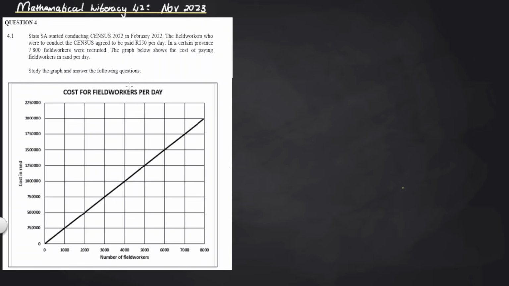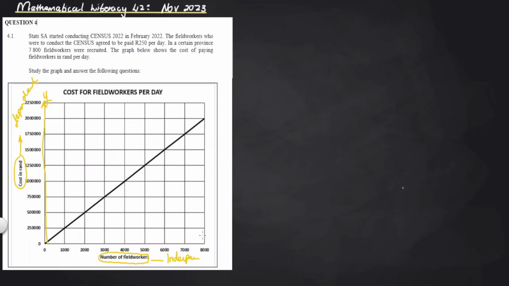All right, let's analyze the graph before going to answer our questions. Here, this is the y-axis of the graph. We have cost in Rand. And on the x-axis, we have the number of field workers. You should know this: the y-axis represents the dependent variable, and the x-axis represents the independent variable.